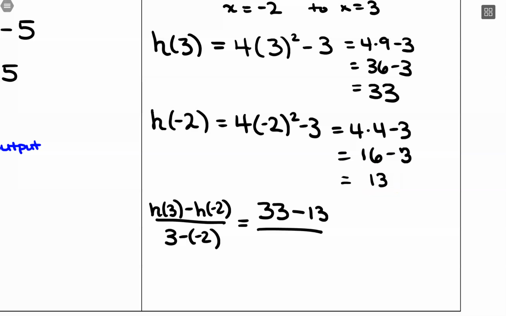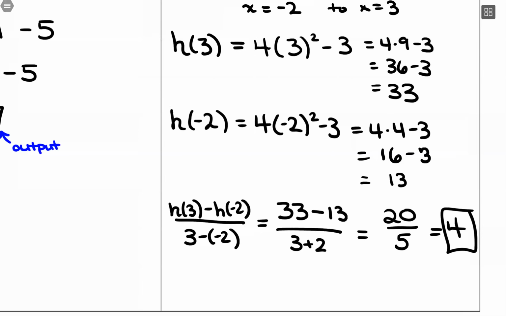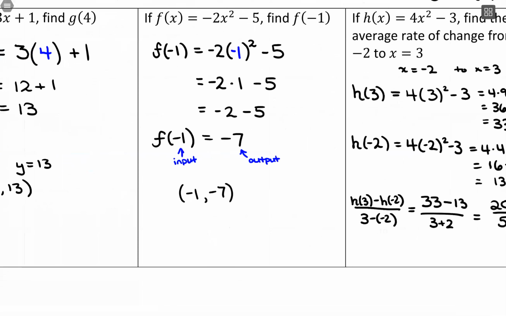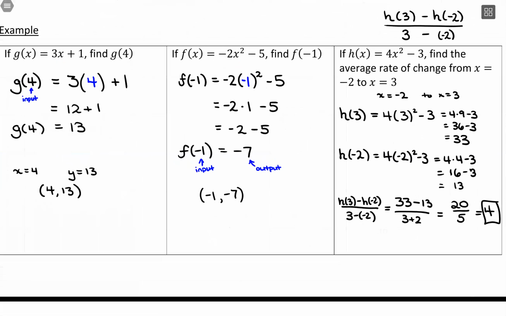Over 3 minus negative 2, so 3 plus 2. And then I just calculate 20 over 5. So the average rate of change is 4. It's telling us how our outputs changed on average across these x values. We'll look at some word problems that can get into more context of what this average rate of change looks like. But that's some basics of our function notation and how to plug in and calculate.